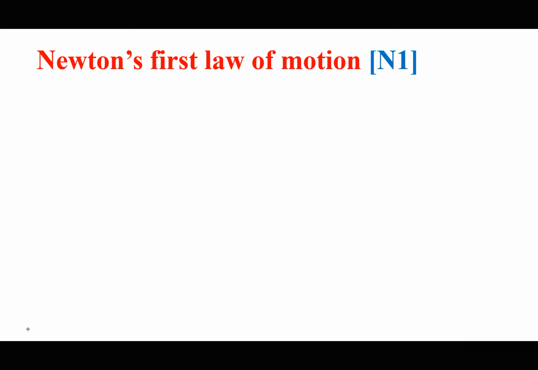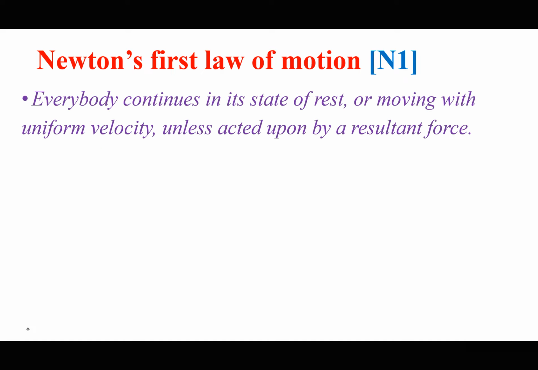So Newton's first law. The first law rewrites Galileo's deduction, or Galileo's conclusion, about the natural state of a body: that every body continues in a state of rest or of moving with a uniform velocity unless acted upon by a net force or a resultant force. Every object will either stay at rest or continue moving with a constant, or uniform, velocity unless acted upon by a resultant force.